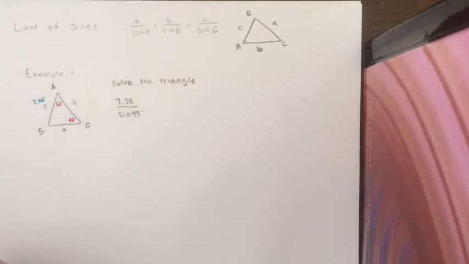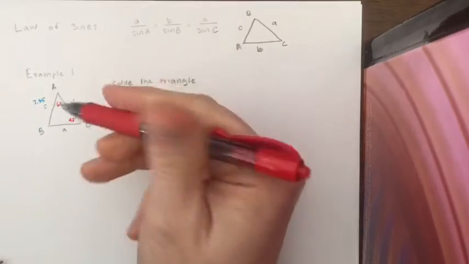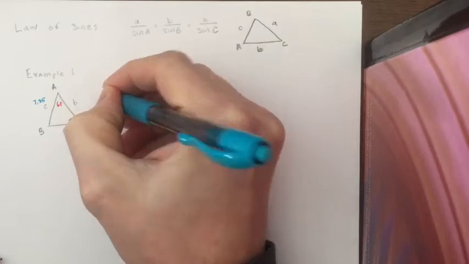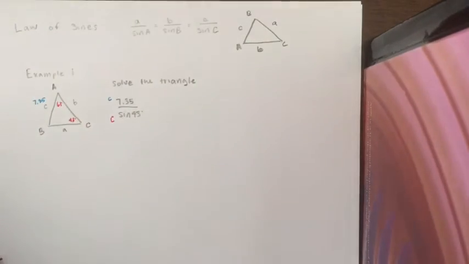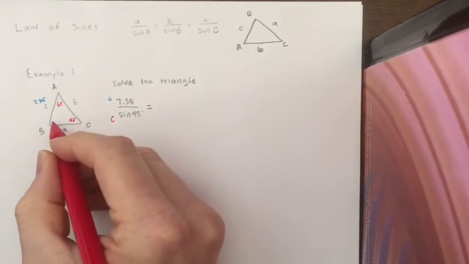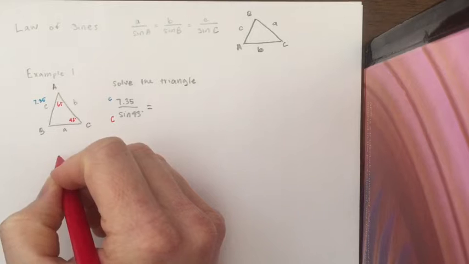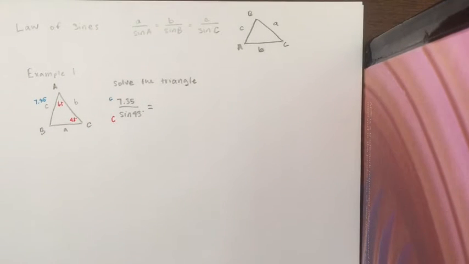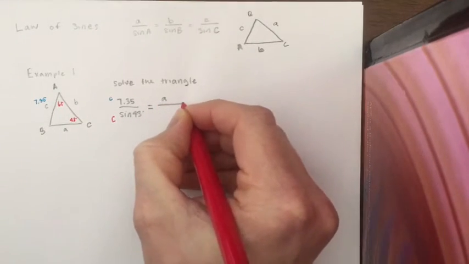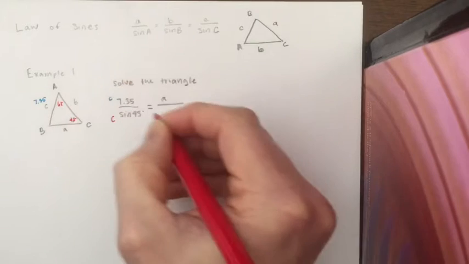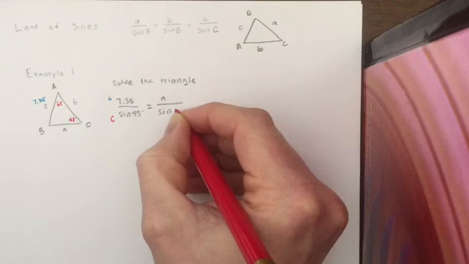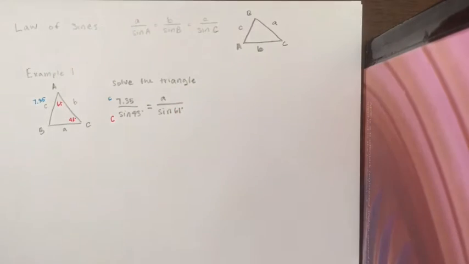In notation, this is angle C, and this is little c up there. We're going to set that equal to something. We don't know right now what little a is, so let's solve for little a. We put little a in the numerator, and we divide that by the sine of the angle that's opposite little a, and that would be 61 degrees. So we have a proportion here.